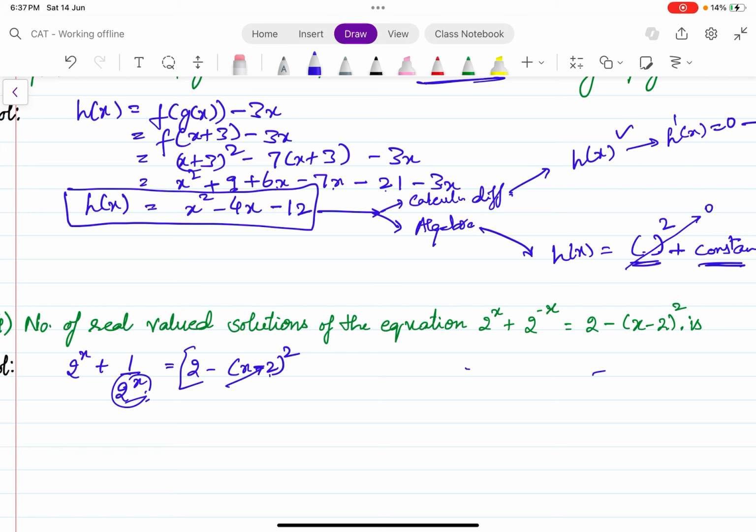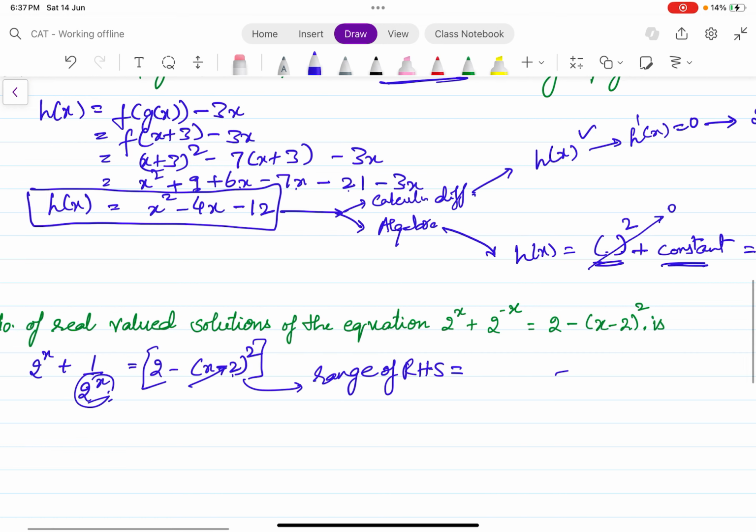Here, let me take this function itself. So what is the range of this function? Range of RHS. So we just saw that the minimum value of a perfect square is 0, correct? Therefore the maximum value of this function is 2, and the minimum value would be minus infinity, because if I put x to infinity, the function becomes minus infinity. So the minimum value is minus infinity and the maximum value is 2. Fine. Now let us see what the range of LHS is.